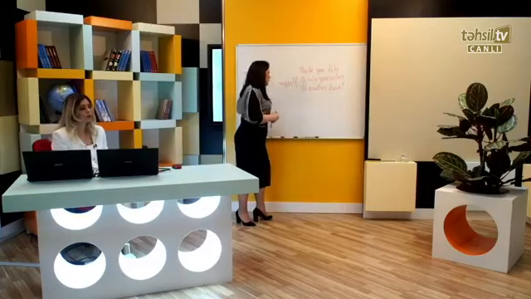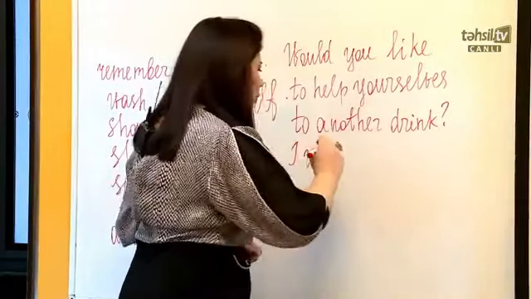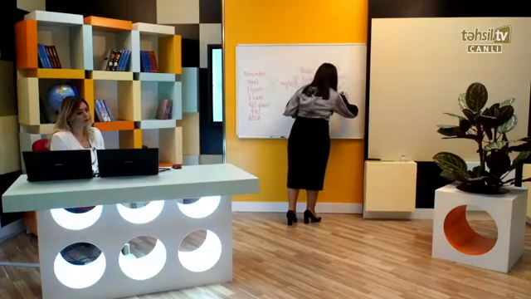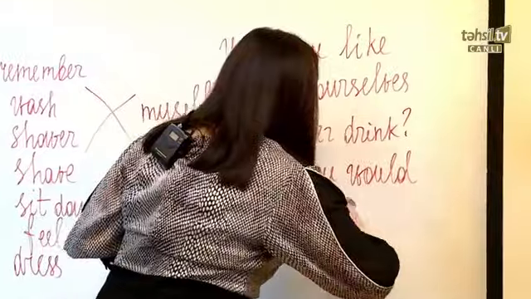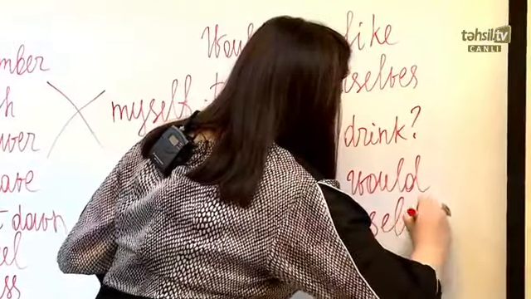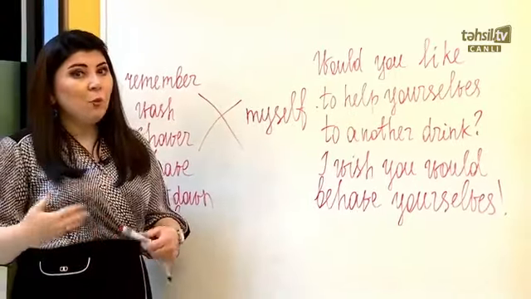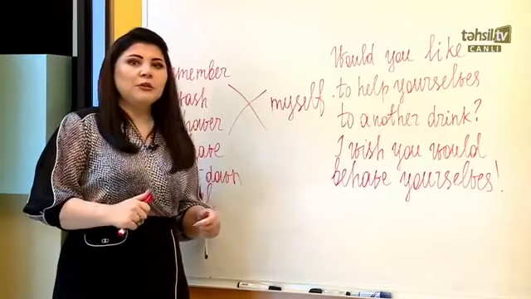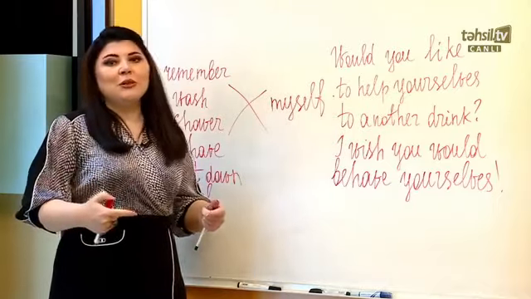The next sentence, for example, I wish, it's subjunctive mood, I wish you would behave yourselves. Boys, I wish you would behave yourselves. It means, I wish you behave well. Or another example, she applied herself to the job of repairing bulbs. We can say she worked hard to repair the bulbs.